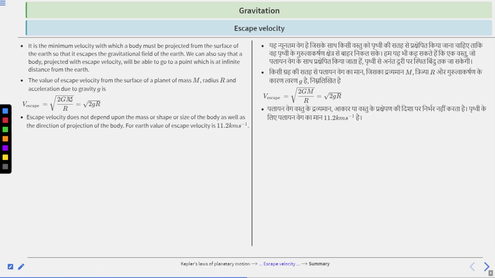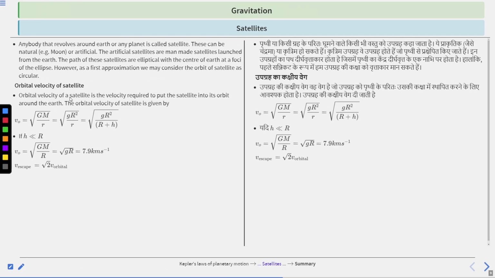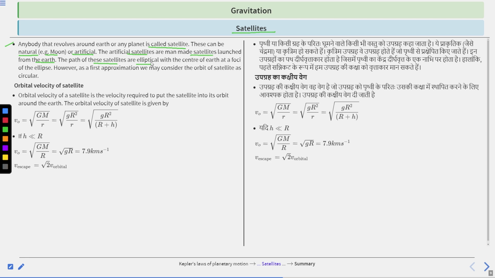An artificial satellite is a man-made satellite whose orbit is elliptical with the center of the Earth at a focus of the ellipse. However, as a first approximation we may consider the orbit of the satellite as circular.